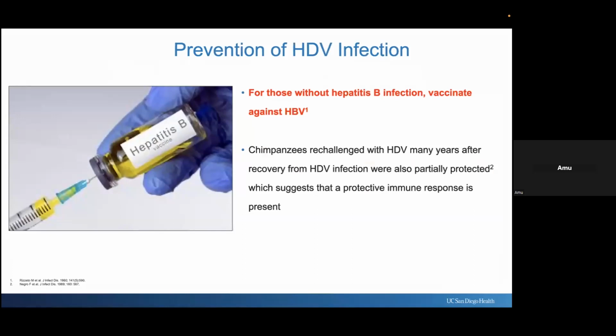In terms of prevention of hepatitis D infection, fortunately, we've had a very effective vaccine to prevent hepatitis B infection for about 4 decades, and vaccination against hepatitis B is a proven means to prevent hepatitis D infection as well. There are also some animal studies to suggest that vaccine strategies for hepatitis D may be feasible for those already infected with hepatitis B. Chimpanzees who were re-challenged with hepatitis D virus years after recovery from initial hepatitis D infection appeared to be partially protected from reinfection, suggestive of a protective immune response.